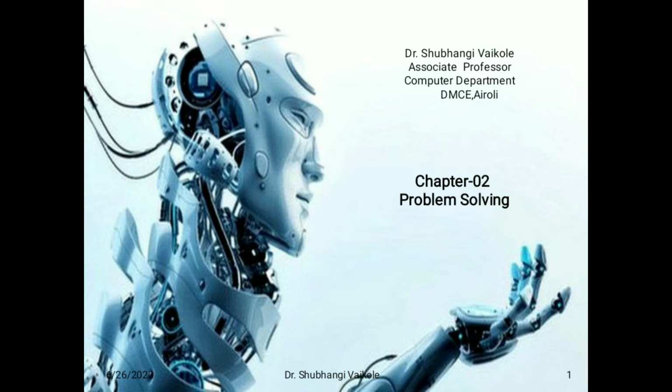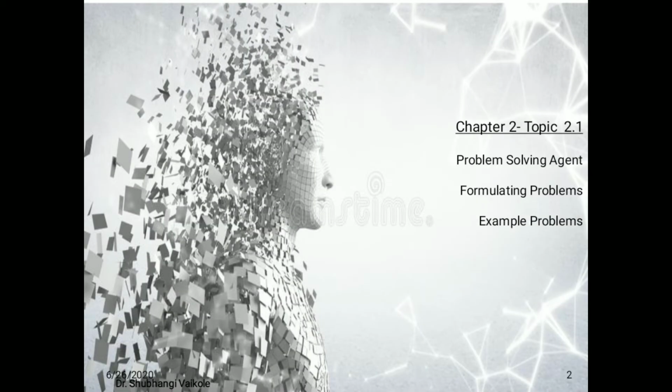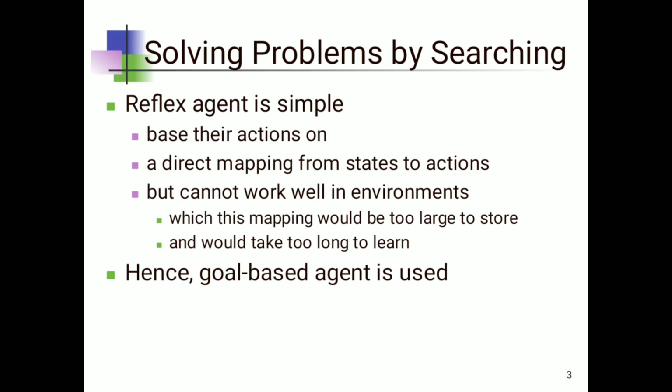Then in this chapter we'll also see the various searching techniques. There are various searching techniques such as uninformed search techniques and informed search techniques. Then there are also optimization algorithms or optimization problems. So in this video, we'll cover the first topic of the second chapter, that is problem solving agent, formulating problems and the example problems. Now, first we'll see solving problems by searching.